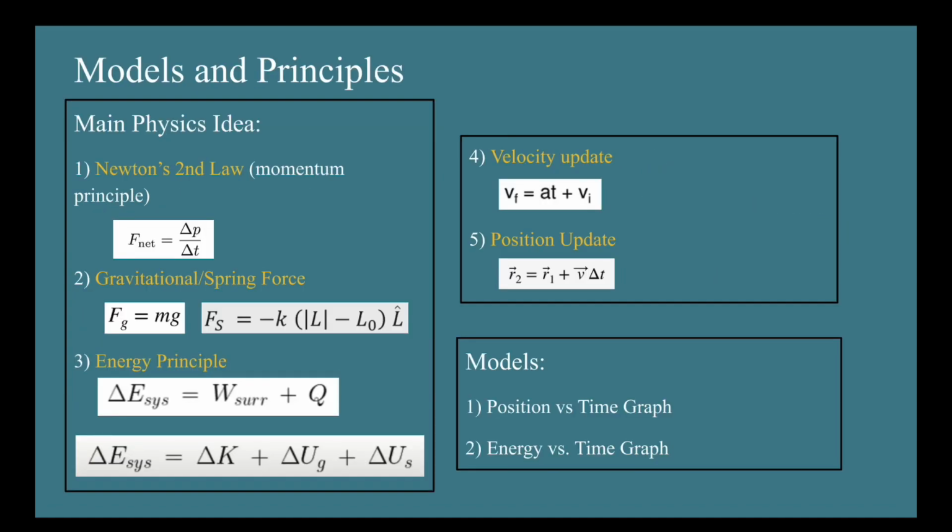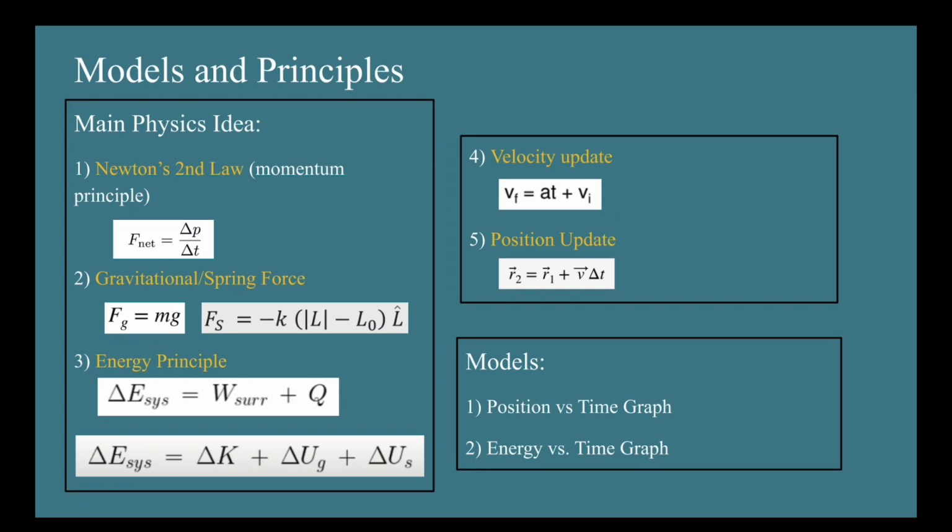The main physics ideas that are present in this experiment are Newton's second law, F net equals delta P over delta t. We also need the formulas for gravitational and spring force. Force of gravity is equal to mg, and force of spring is equal to negative k times (L mag minus L naught) times L hat. These two key formulas will lead us to calculate the net force acting on the spring.